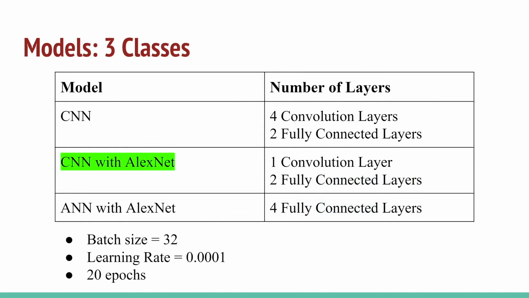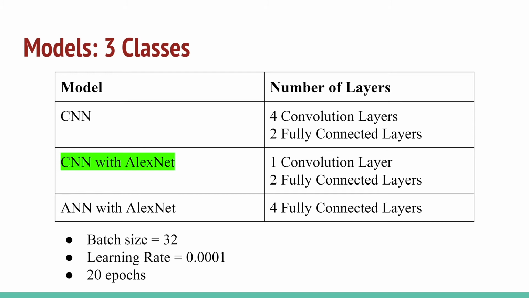With 3 classes, our models were similar, but we knew we needed to make things a bit more complex as we added another class. So, we modified our original CNN by adding one more convolutional layer, followed by ReLU and max pooling, and we modified our original AlexNet architecture by adding one convolutional layer and 2 fully connected layers after AlexNet's feature extraction.